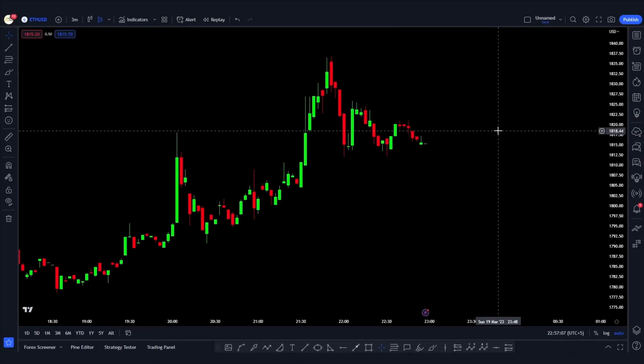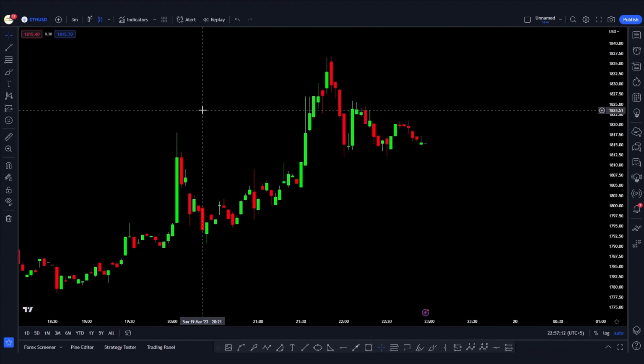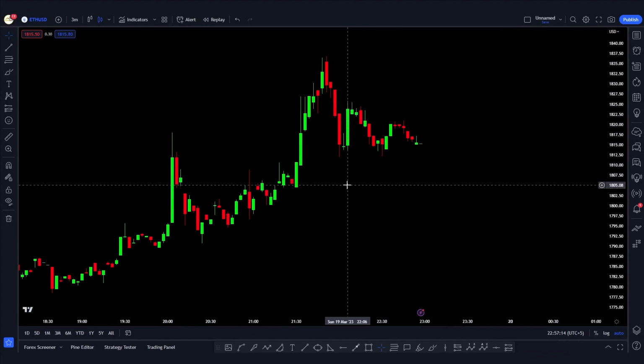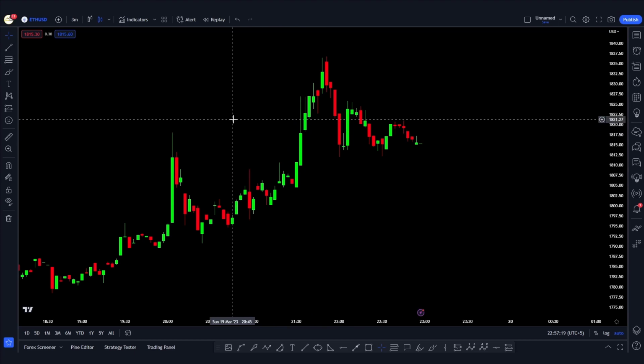So to see the strategy in action, we're going to be using the Ethereum USD chart on a 3-minute time frame. And now let's go ahead and add the indicators that we're going to be needing for this strategy. There are 3 indicators and I'll be explaining each one as we add them to the chart.